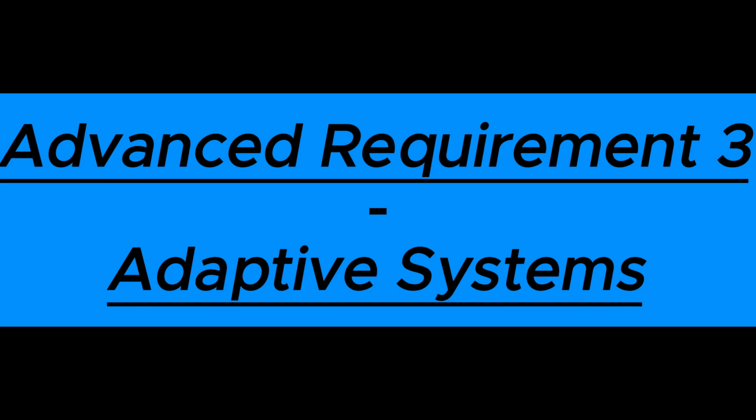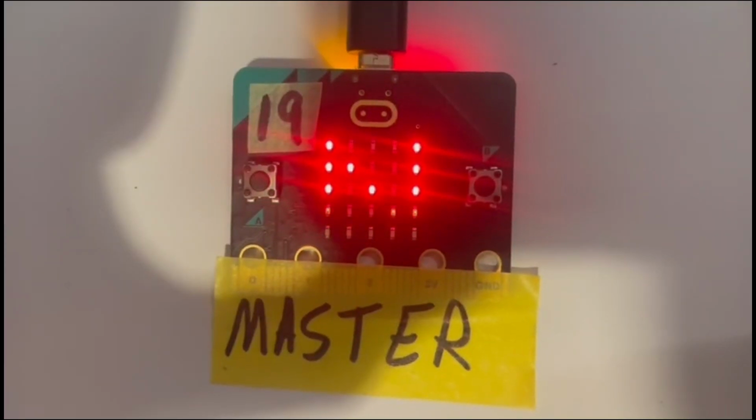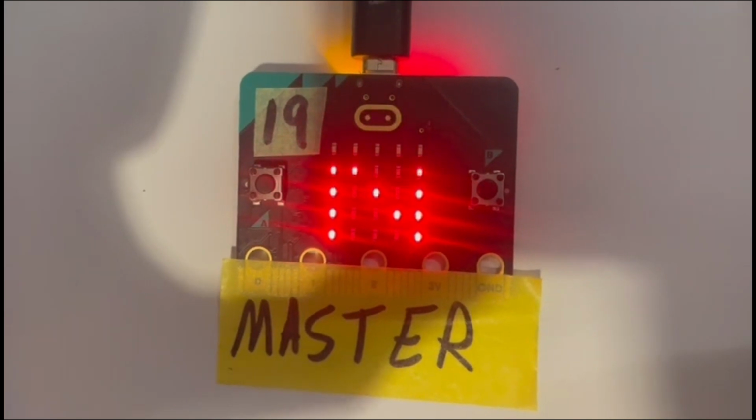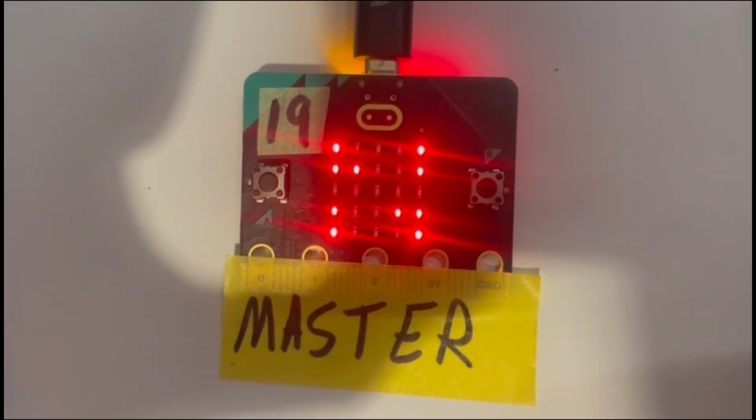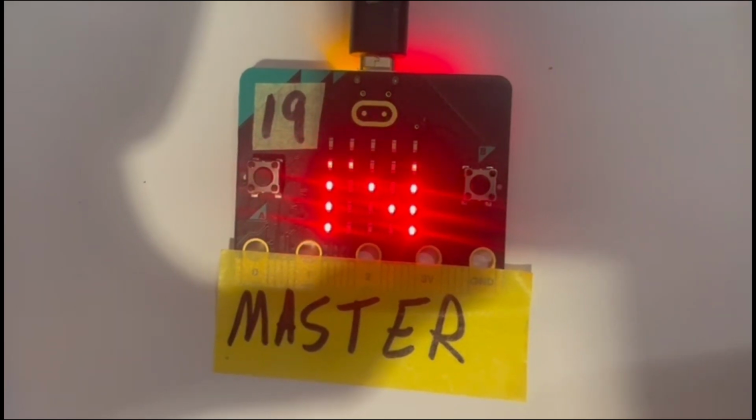In this section, the system becomes adaptive, as Python now makes decisions based on the calculated risk level. The program calculates the risk and sends it back to the micro:bit using serial communication. The micro:bit receives this and activates an output, for example, displaying N for normal conditions, while also playing a sound. This is different from the process simulation, where the micro:bit made the decisions.